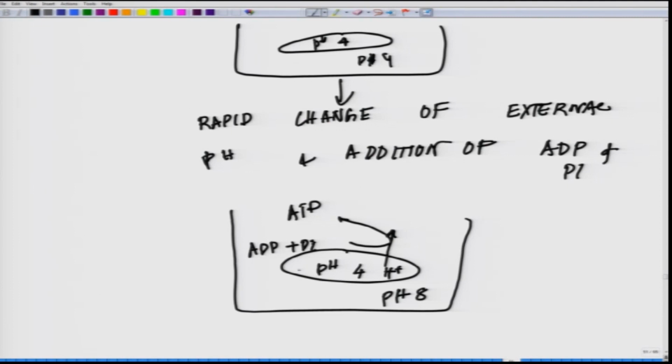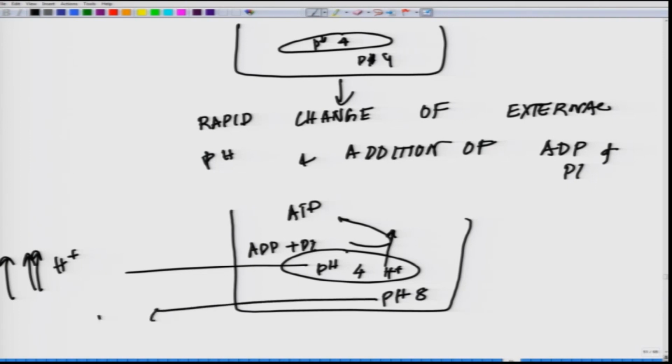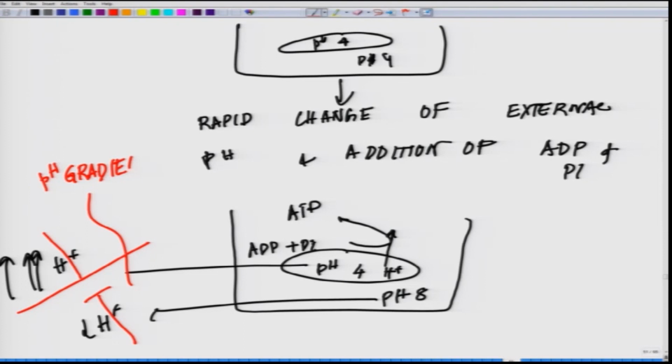So what you are observing in here, the H plus ion concentration is extremely higher as compared to outside, where the H plus concentration is lower. So essentially, if I had to put a signature here, it will be something like this. So here you have a pH gradient, like a pH battery.